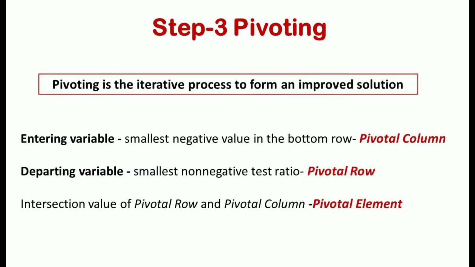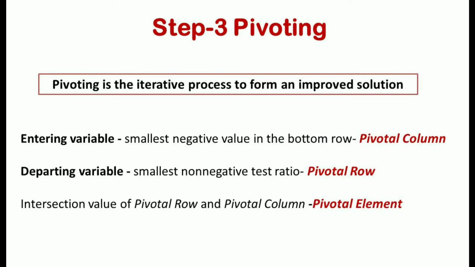If the current solution is not optimal, then we want to improve our current solution. So of course our current solution is not optimal. An improved solution is one that has a larger z value than the current solution. So how to improve the current solution? We bring a new basic variable into the solution. We call this variable the entering variable.